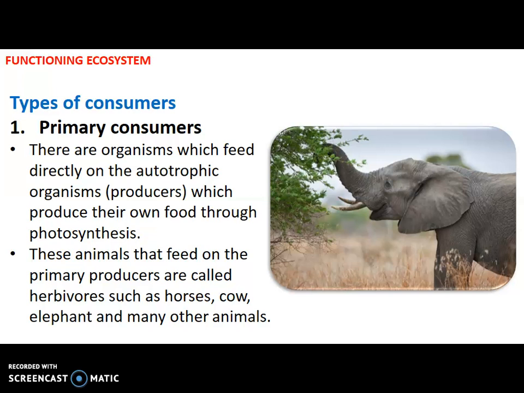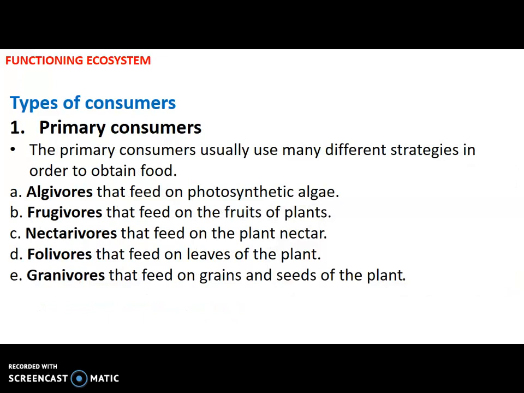So they are majorly herbivores, such as elephants, cows, sheep, horses. These are organisms that feed on the photosynthetic plant. They are the ones we call primary consumers. Now, after primary consumers, we have secondary consumers.